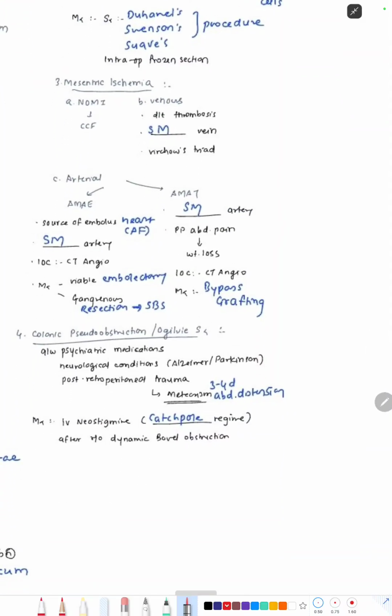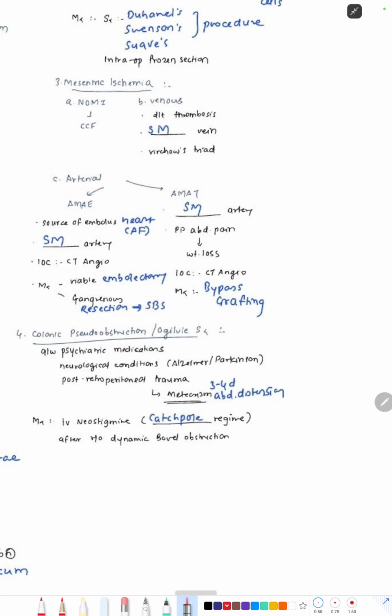And the next pathology is mesenteric ischemia. In mesenteric ischemia, there are multiple types. The first is NOMI, that is non-occlusive mesenteric ischemia. It is associated with congestive cardiac failure. Then there is venous mesenteric ischemia due to thrombosis. The vein affected is the superior mesenteric vein, and the virtual stride is seen.